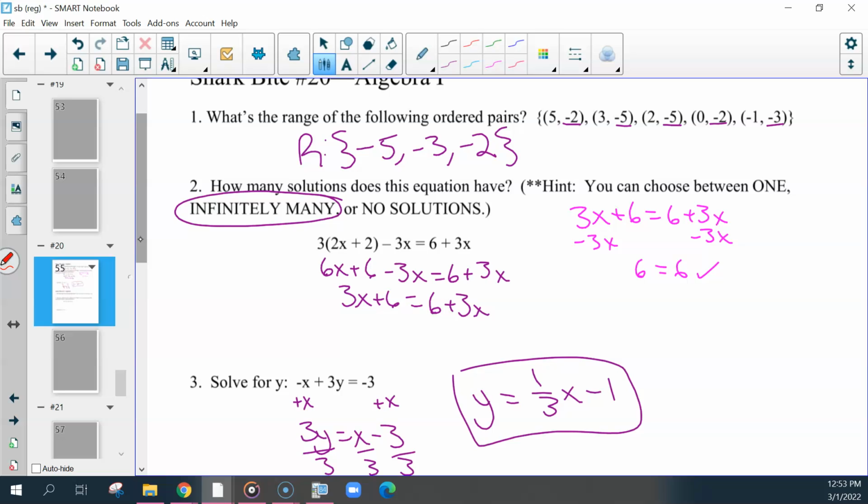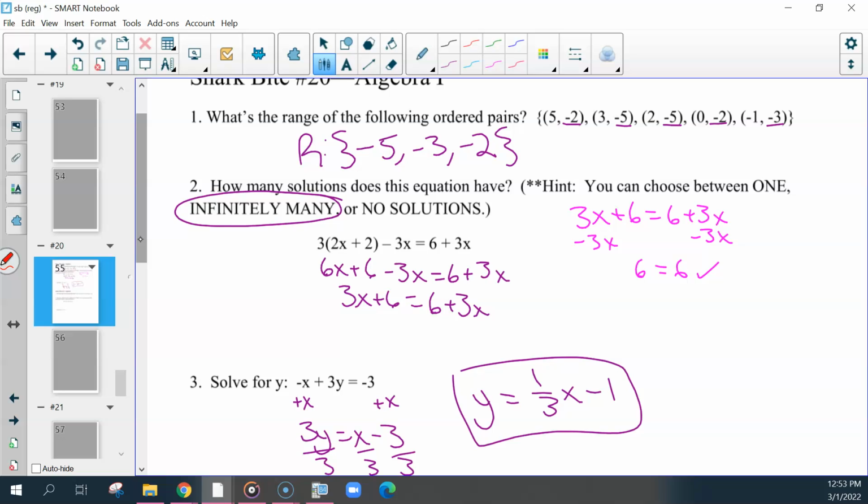Right. For the second one, this asks how many solutions does this have? So as you start to solve this, you would distribute to get 6x plus 6 minus 3x. Combine your like terms to get 3x plus 6 equals 6 plus 3x. At that point, if you recognize that these are the same, just switched, you could say that this is going to be infinitely many. If you didn't recognize that, you would keep solving.